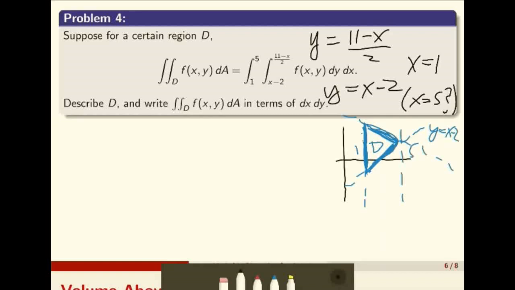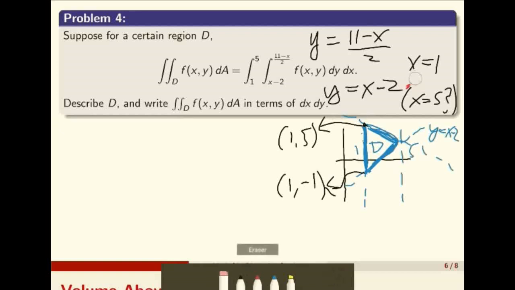We want to know where these intersections occur. First, where do x equals 1 and y equals 11 minus x over 2 intersect? There's one point of intersection at 1, 5. Similarly, we can ask where x equals 1 and y equals x minus 2 intersect. That's going to be at the point 1, negative 1.